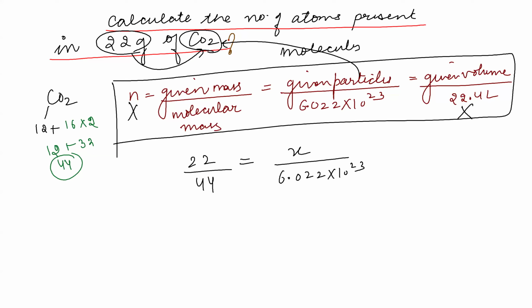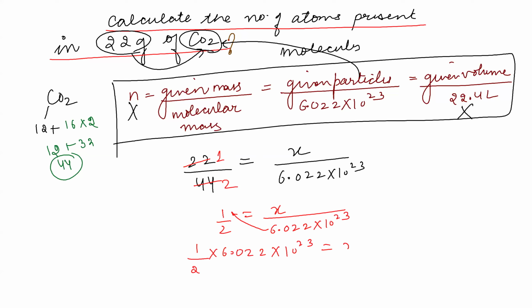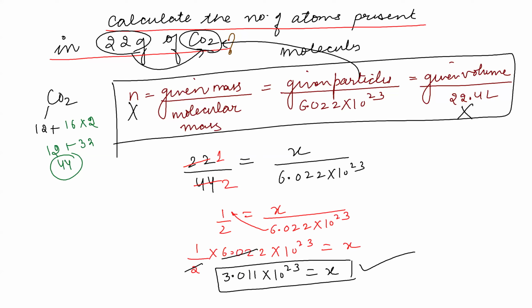Are we understanding? So here I solve it: 22 over 44 is 1 over 2, and that is equal to X over 6.022 into 10 raised to the power 23. So you multiply here, and you get 1 over 2 into 6.022 into 10 raised to the power 23 is equal to X. You solve this, you get 3.011 into 10 raised to the power 23 is equal to X. Understood my point or not? So that's the value of X.